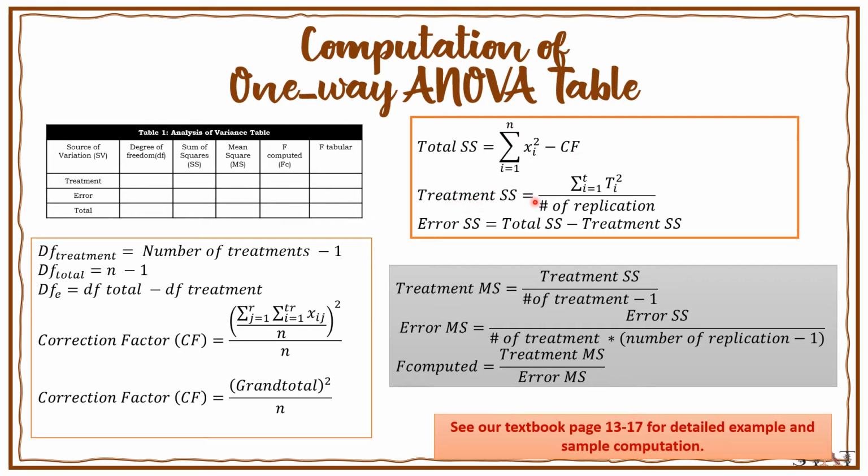For the treatment SS, it is equal to the summation of the squared totals of each treatment level divided by the number of replications. And then the error SS is equal to total SS minus the treatment SS. How do we get the treatment mean square? That is the treatment sum of squares divided by the DFTR, the degrees of freedom for treatment, or the number of treatments minus 1. And for the error mean square, it is the error sum of squares divided by the number of treatments multiplied by the number of replications minus 1. So this is how we compute the DFE.